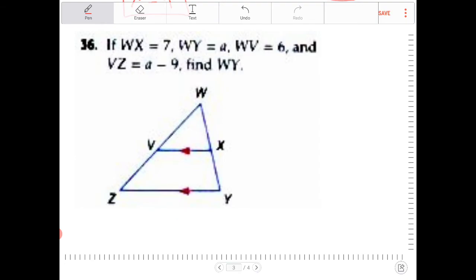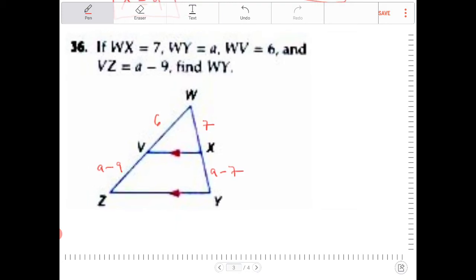And moving on, if WX is equal to 7, WY is equal to A, so that's a Y. So WY is equal to A, so this entire length is A. So that means this must be A minus 7. WV is equal to 6, and VZ is equal to A minus 9. And we need to find out what WY is.